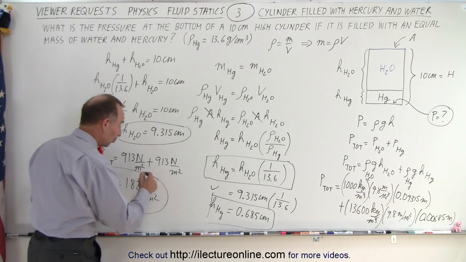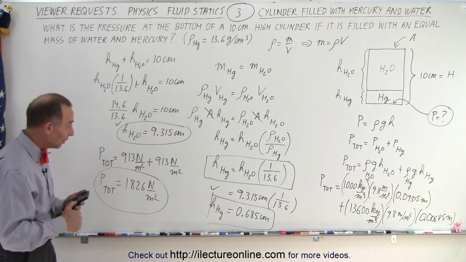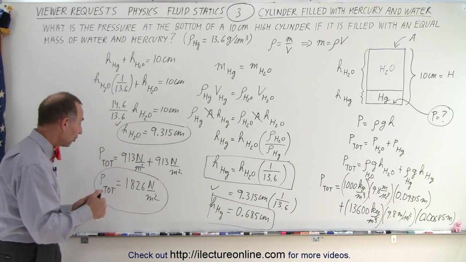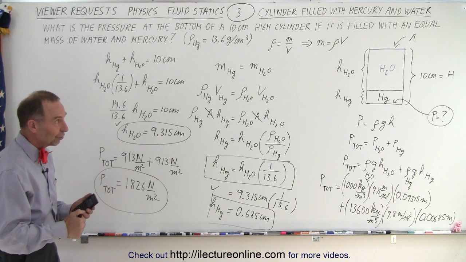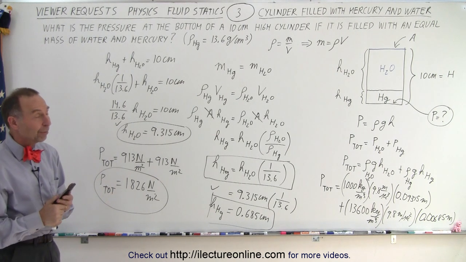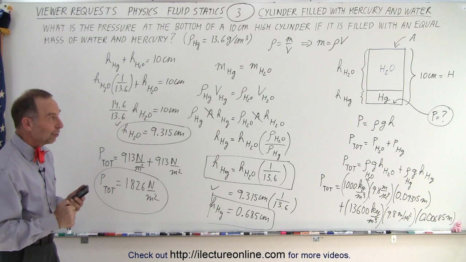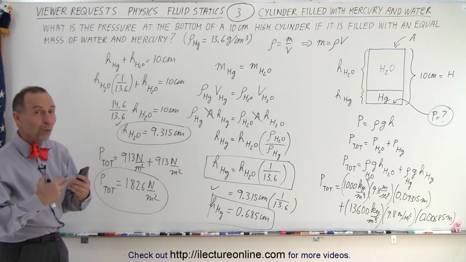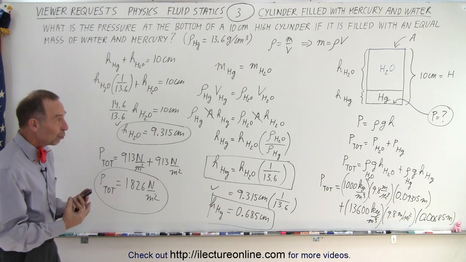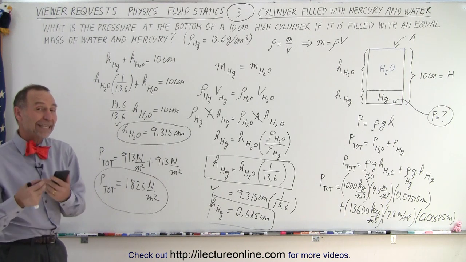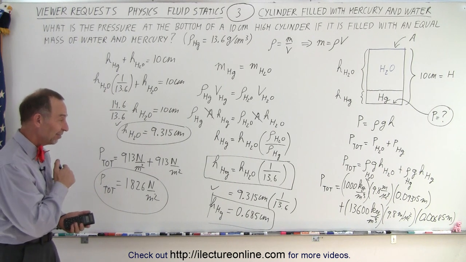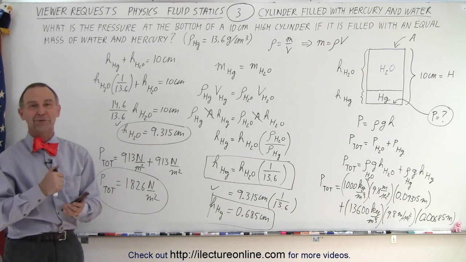But what is really interesting here is to note that the pressure applied by the water is equal to the pressure applied by the mercury. Of course, the relative height depends upon their relative density. So the total weight, since the mass of each is the same, the total weight of each is the same, and therefore the pressure applied by each is the same. And that's an interesting result. And this is the answer. That's how it's done.